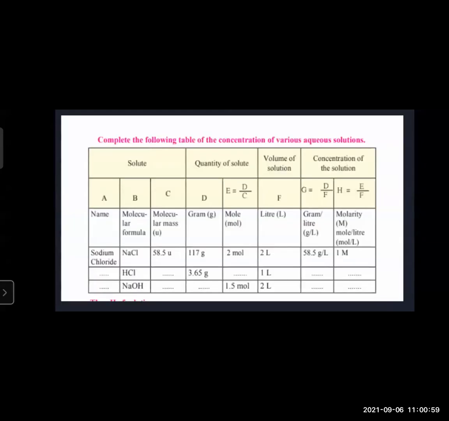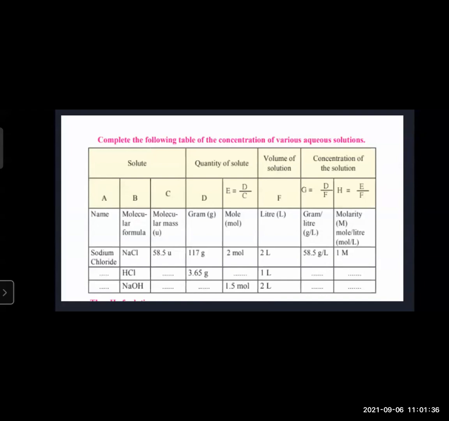Now, this table is given on page number 63, and here it gives the concentration of various aqueous solutions. We are familiar with the word aqueous solution. We have been learning it for the last 2 lectures: how an aqueous solution is prepared and why it is said to be aqueous. So the table on page number 63 is about the concentration of various solutions.